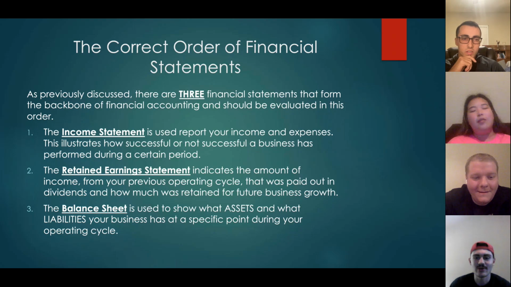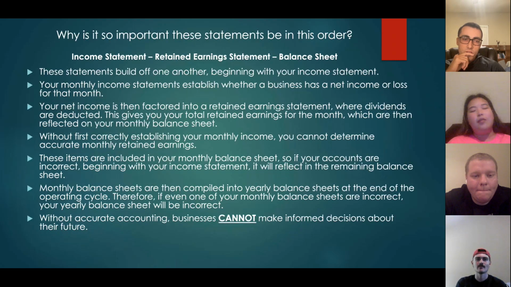The balance sheet is used to show what assets and what liabilities your business has at a specific point during your operating cycle. Why is it important for the statement to be in this order? These statements build off one another, beginning with your income statement. Your monthly income statements establish whether a business has a net income or loss for that month. Your net income is then factored into a retained earnings statement where dividends are deducted. This gives you your total retained earnings for the month, which are then reflected on your monthly balance sheet.